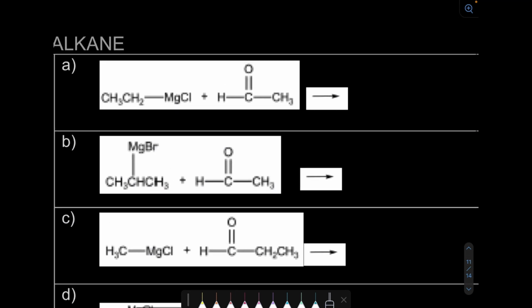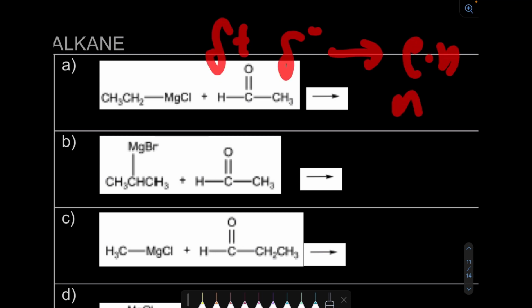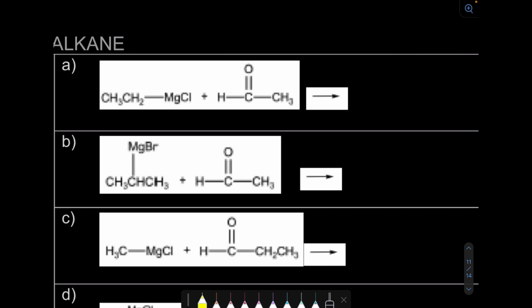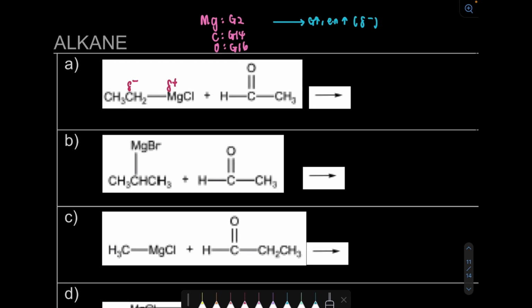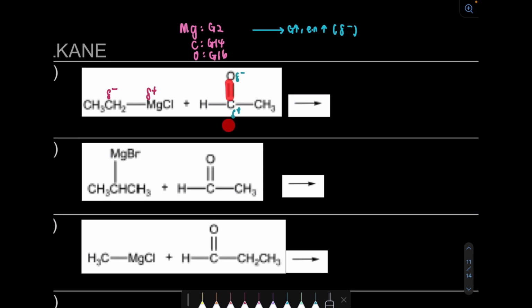Let's look here example A. So again I will do the partial positive, partial negative based on the electronegativity of the atom. Magnesium is group 2, carbon group 14, oxygen is group 16. Okay, and we know across the period electronegativity increase. Okay, so kalau more electronegative atom, so itulah partial negative kita. So in this case, magnesium is partial positive, carbon is partial negative. Kalau C double bond O, C partial positive, oxygen partial negative.